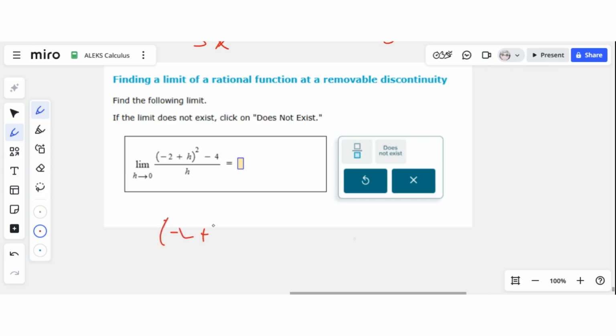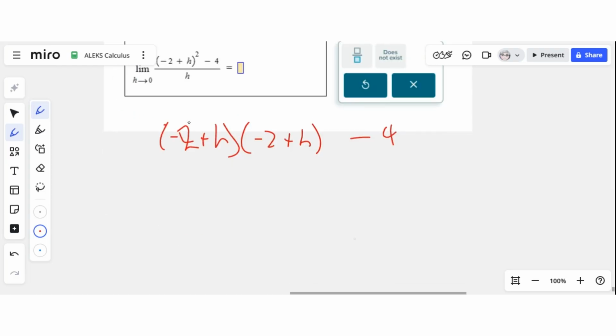I'm going to just write it like this. Whoops, this is a 2. And we're going to FOIL that out. So let's try that. Negative 2 times negative 2 is a positive 4. H times negative 2 is minus 2h. Negative 2 times h is minus 2h. And then h times h is h squared. And then I've got my minus 4, and all of that is over h.